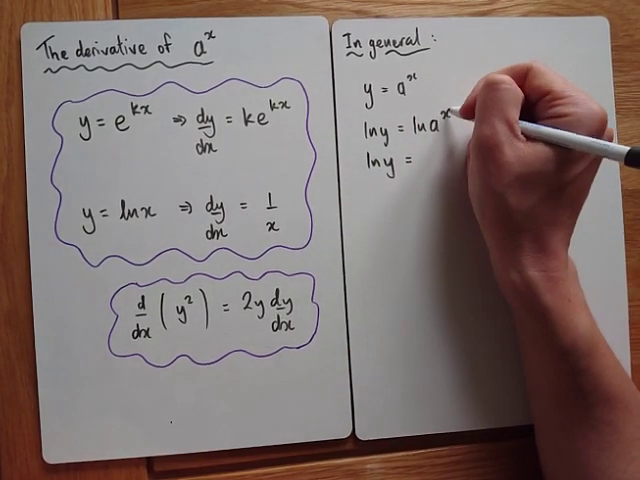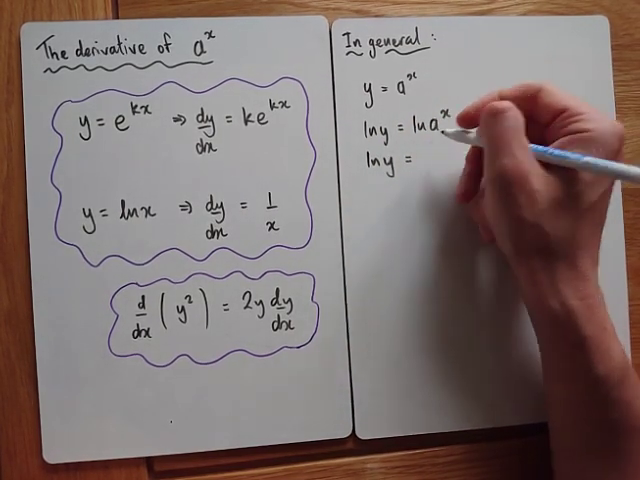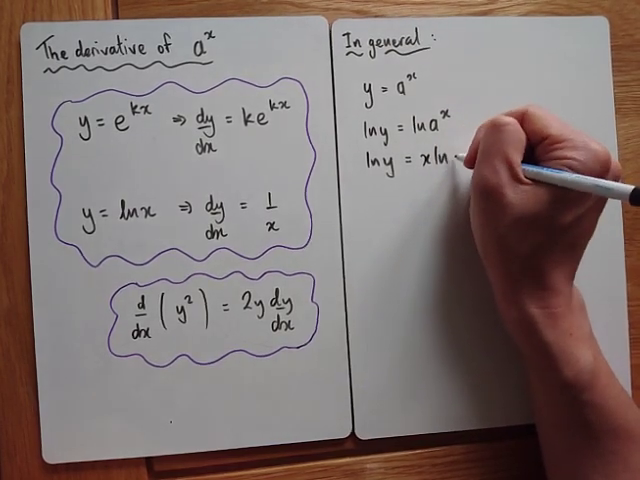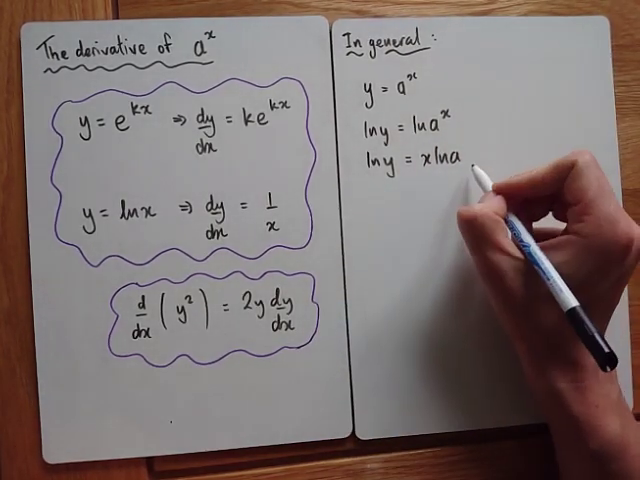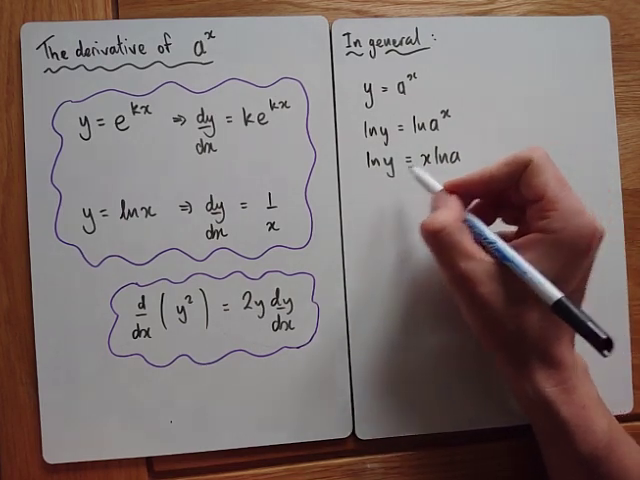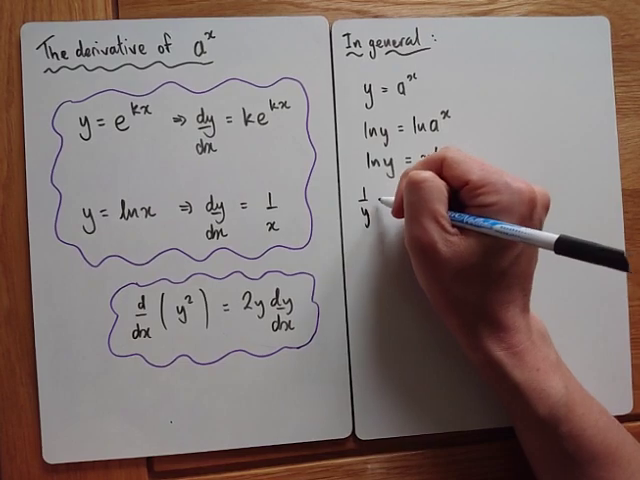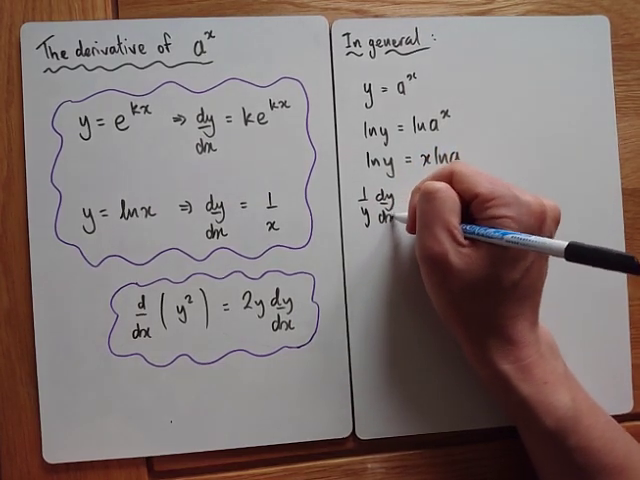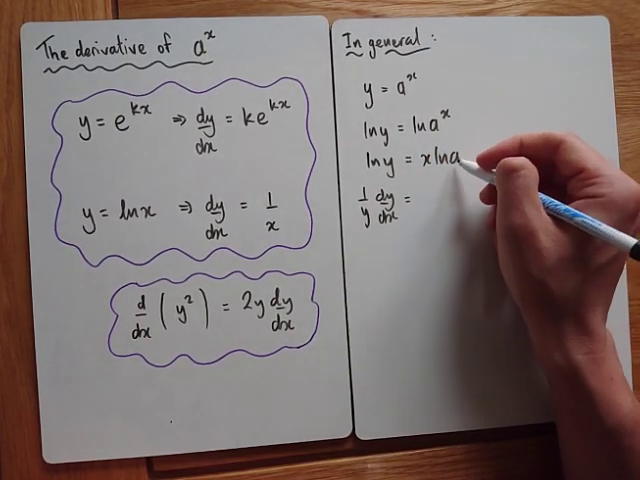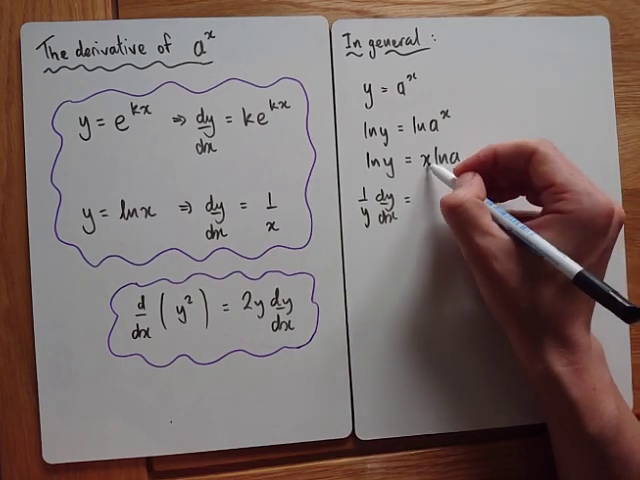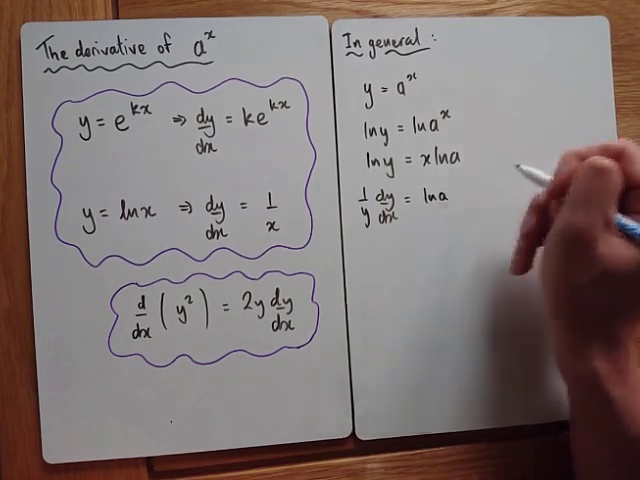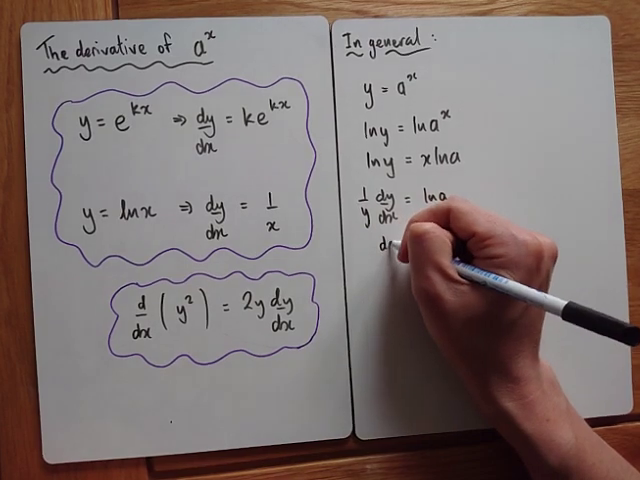ln y equals x ln a. The reason we're taking logs is so we can bring the power down. Differentiate both sides with respect to x. On this side we get 1 over y dy by dx. Differentiating this side with respect to x, remember, you've just got a number times by x, so you're left with the number.